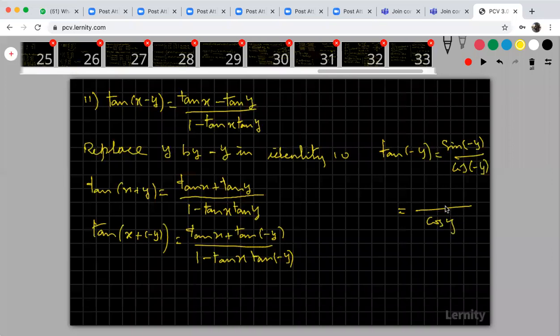Both are the same. Look at the second identity: cos of minus y is cos y. But sine of minus y is minus sine y, from the first identity. So minus sine y by cos y is minus tan y. Therefore, tan of minus y is minus tan y. Here minus becomes plus, and here plus becomes minus. So therefore, tan of x minus tan y divided by 1 plus tan x tan y.